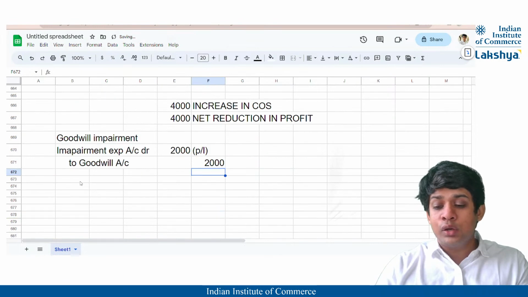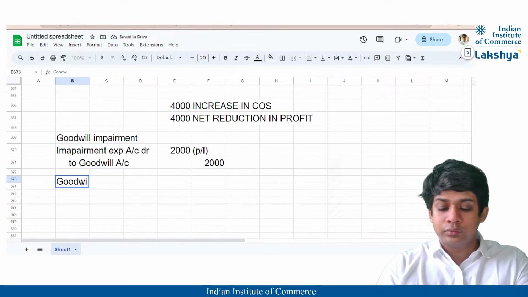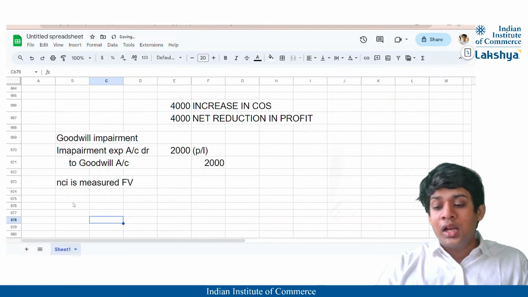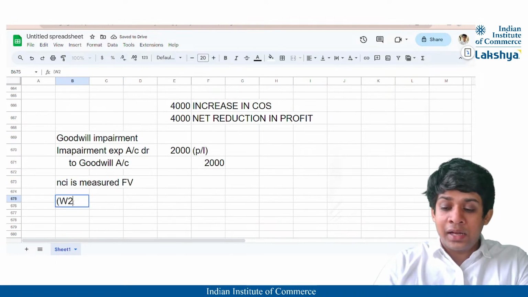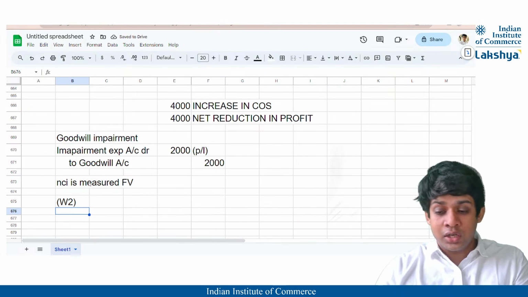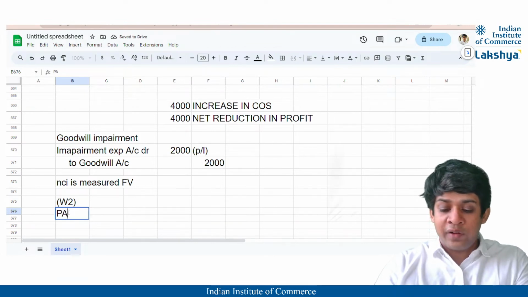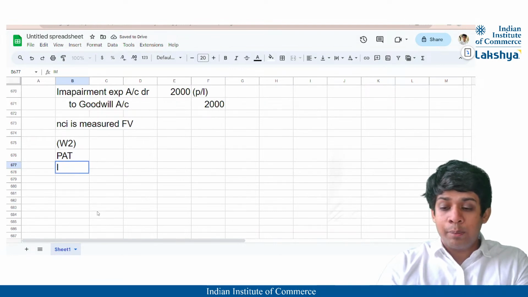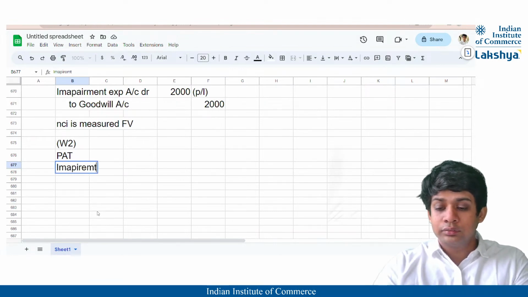And in case the goodwill is measured at fair value, sorry, that means technically your NCI is measured at fair value. That means it also includes the goodwill. So then in the working note 2 that we prepare, guys, as I've earlier mentioned, when you take the profit after tax and make adjustments, you also include the impairment of goodwill there.